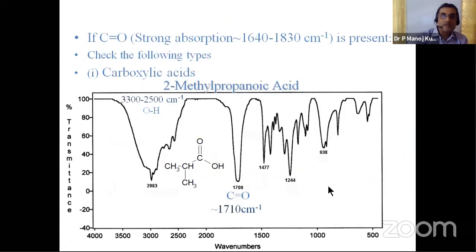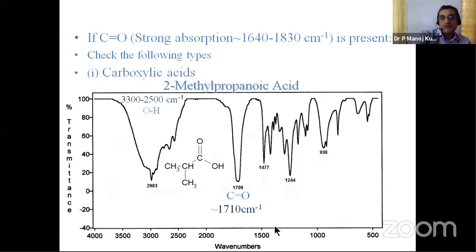So here we start with acids. If the molecule is an acid, what can we see? Already explained to you. What is the base value? 1715. But what is the value for an acid? 1710. It is less when compared with the base value. Why? Extensive hydrogen bonding. This is the pattern you get.